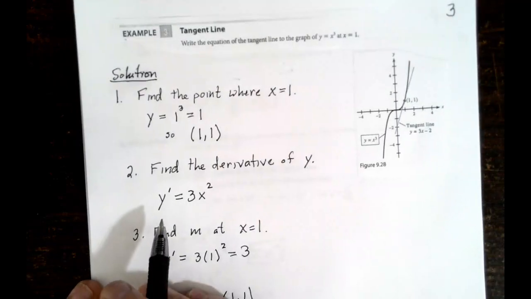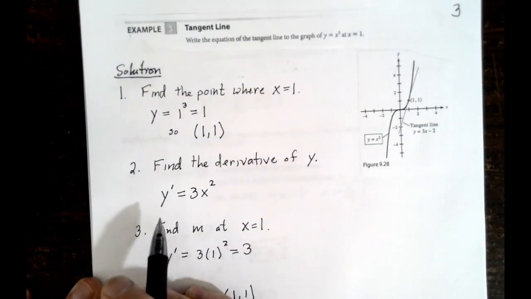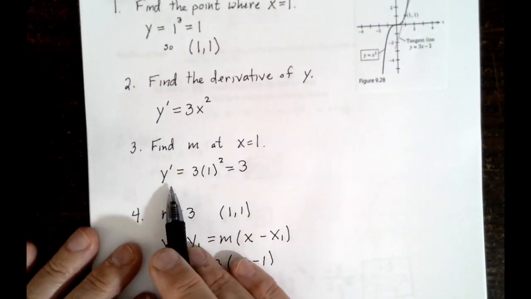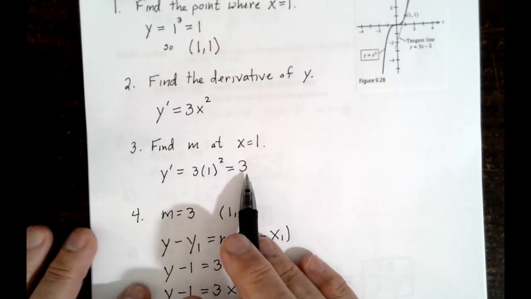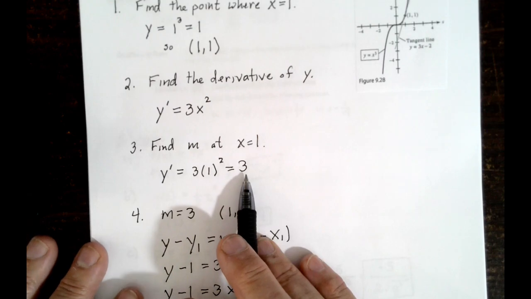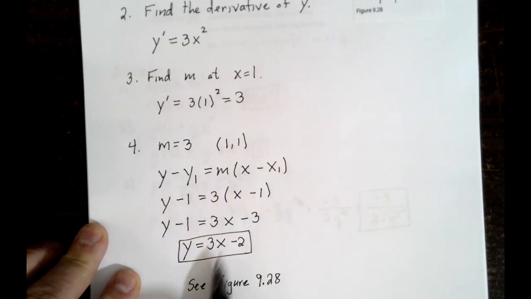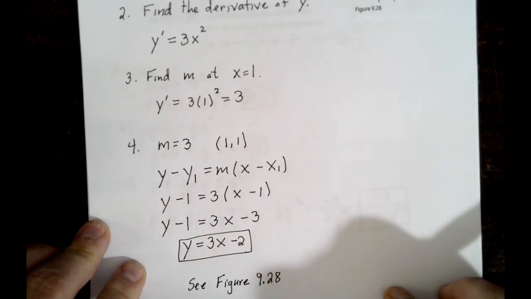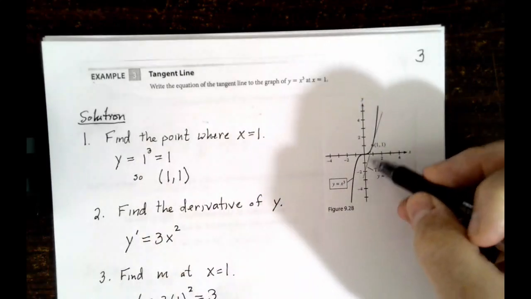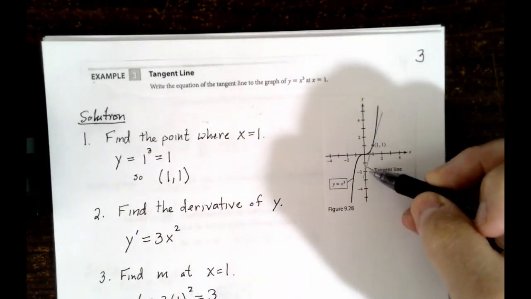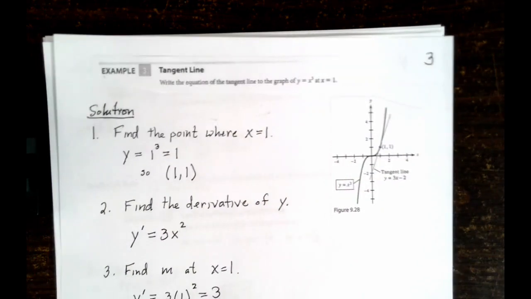But to find the equation of the tangent line, we need to know the slope. So we take the derivative first. Then we plug in 1 into the derivative to find the slope at 1. And so the slope is 3, and the point is 1, 1. So we plug that into the equation, and we find our answer, 3x minus 2. And so all that jives with this. This is a line that touches at 1, 1, has a slope of 3, and it's 3x minus 2.